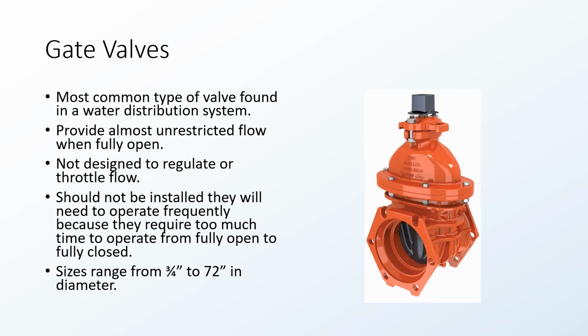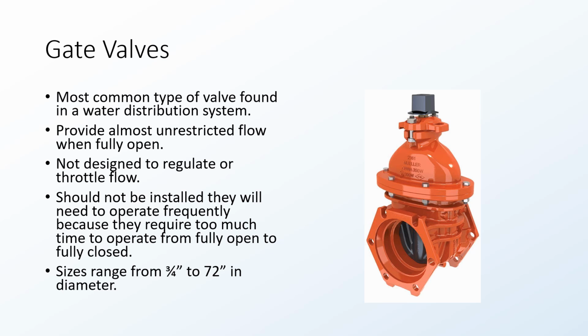They range in size from 3/4 inch to 72 inch. One of the limitations, though, is if you're installing your water mains to a depth of 3 or 4 feet, the bonnet on top of this valve can get so large that the operating nut would stick up out of the ground. That's one of the limitations. Plus, these valves cost a lot of money.